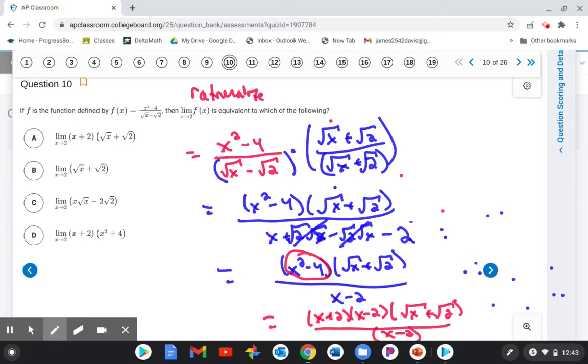And now we get the cancellation we're looking for. So we've got it factored out. Boom, those cancel. So then we're left with x plus 2 times square root of x plus square root of 2. And all the while, we still do have this limit hanging out here. We don't always write it, but it is still hanging out there. So let's see if this matches what we're looking for. And it does look like that is letter A. So we can be satisfied with that.